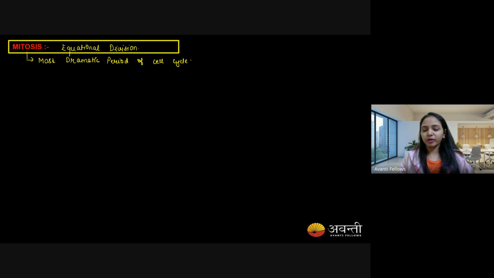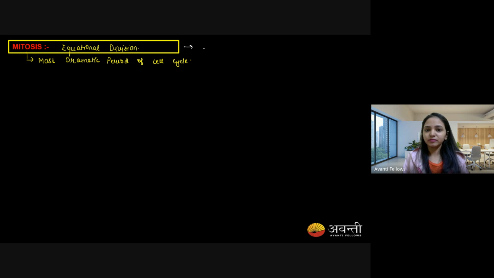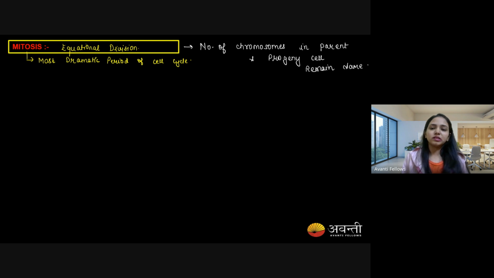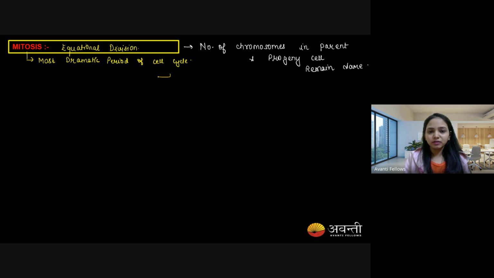So we can write this point here. Why we are calling it equational division? Because number of chromosomes in parent and progeny cell remain same. Also, in the mitosis, we have 4 phases. So we'll start with all 4 phases in a tabular form.